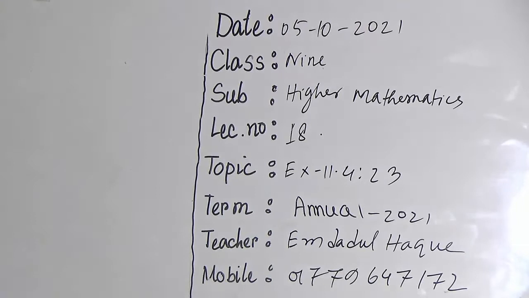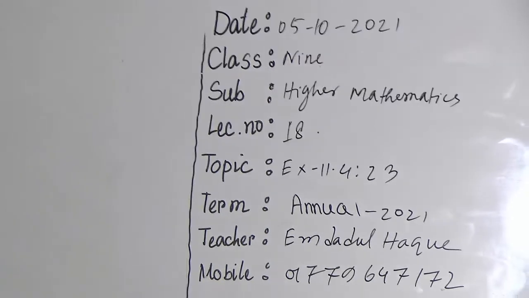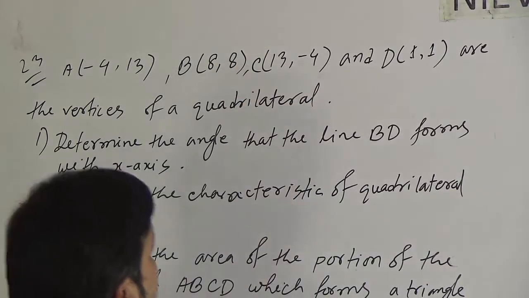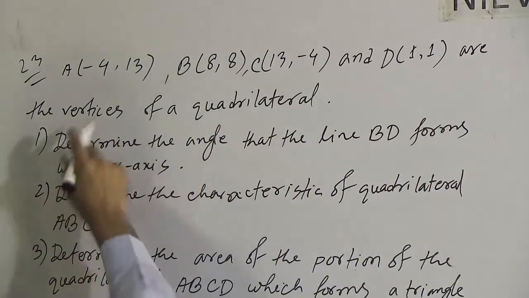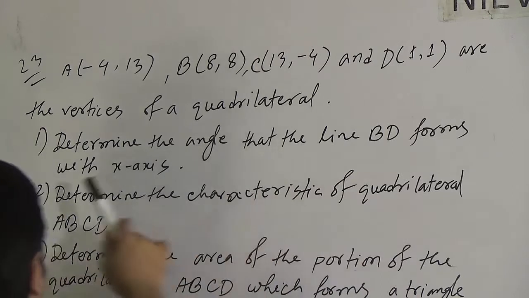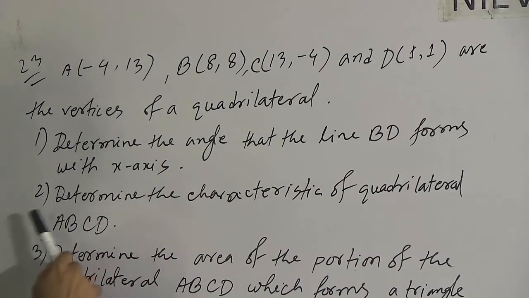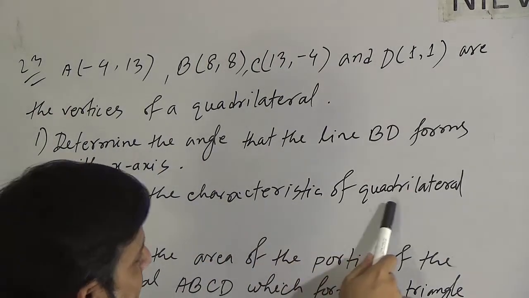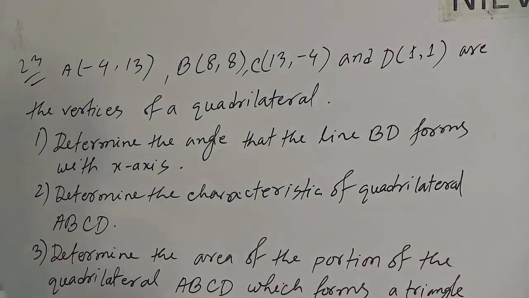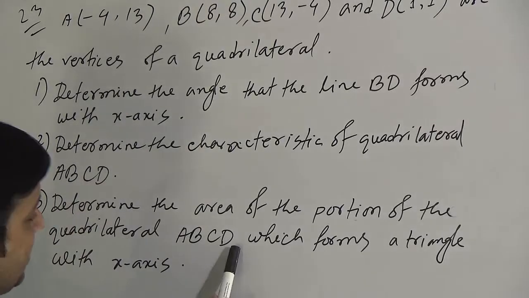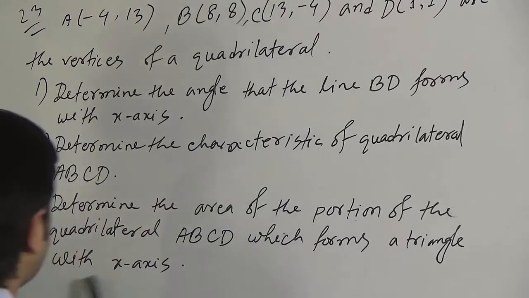Okay dear students, so let us see at first what is question 23. A(-4, 13), B(8, 8), C(13, -4) and D(1, 1) are the vertices of a quadrilateral. Question 1: Determine the angle that the line BD forms with x-axis. Question 2: Determine the characteristic of quadrilateral ABCD. Question 3: Determine the area of the portion of the quadrilateral ABCD which forms a triangle with x-axis.